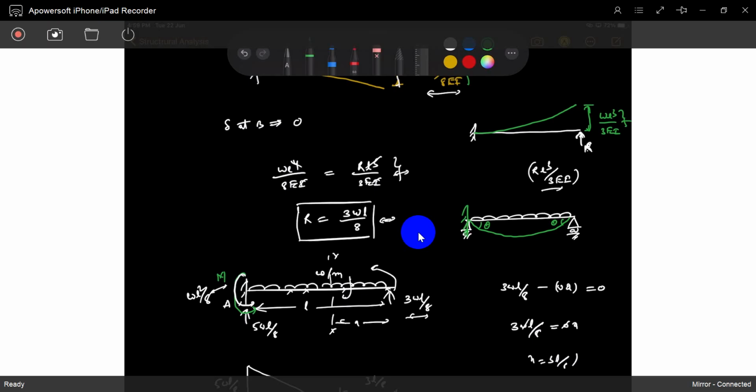Now, what does fixity mean? Fixity is eliminating the rotation. Slope is 0, so there is no rotation at all. If there is no fixity, it will give slope. If fixity is provided, it will eliminate the rotation. So if you want to eliminate the rotation, the movement compulsorily arises like this.